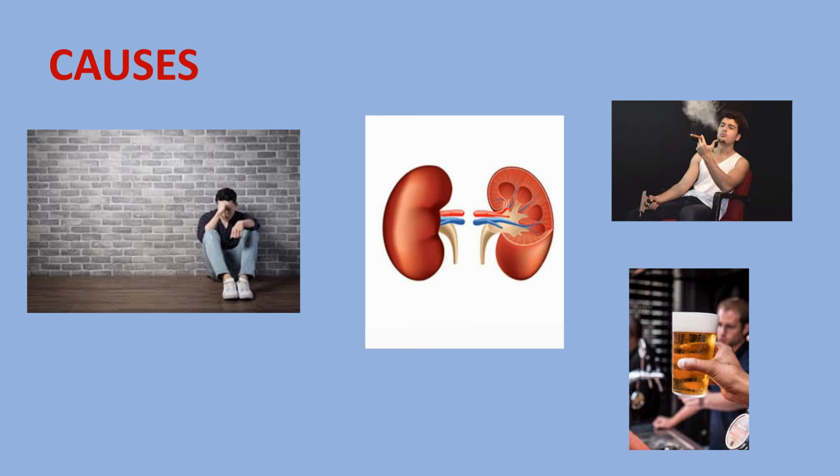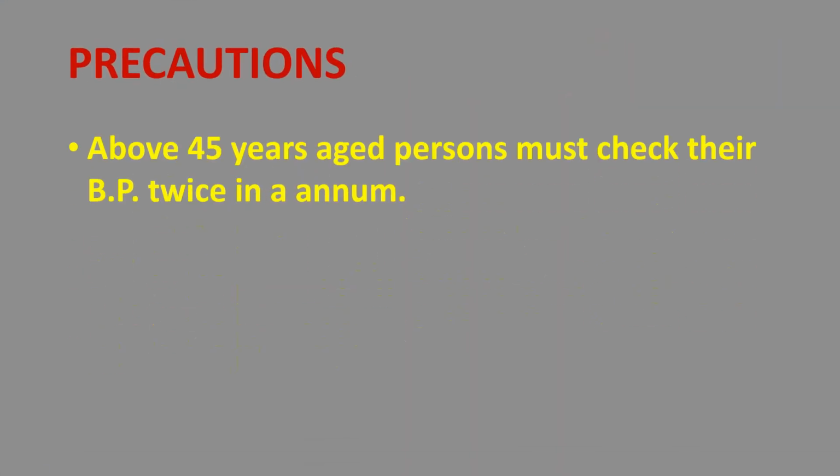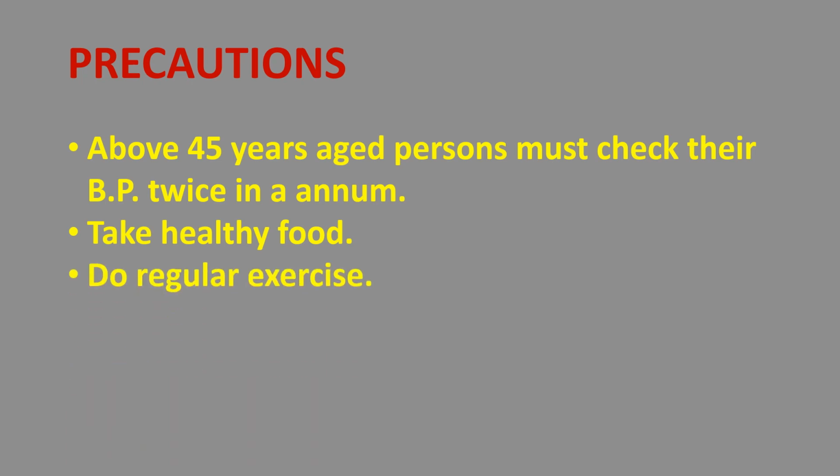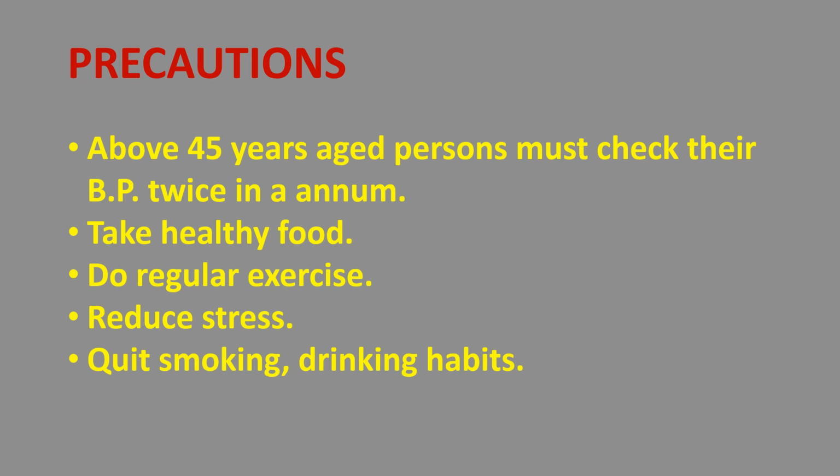Precautions: persons above 45 years of age must check their blood pressure twice a year. Eat healthy food and do regular exercise. Reduce stress and quit drinking and smoking habits. By taking these precautions, we can control high blood pressure.